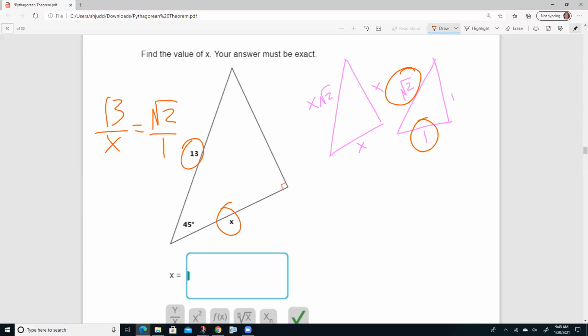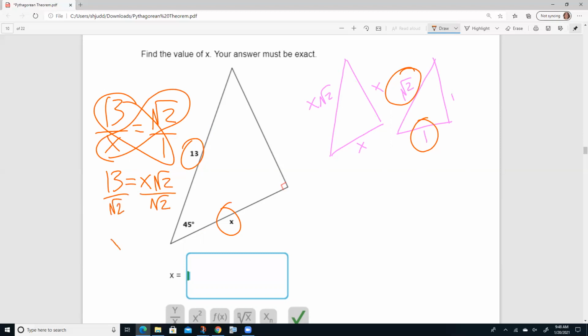Then you can do your cross multiplication. 13 times 1 is 13. x times the square root of 2 is x times the square root of 2. And then when you solve for x, we'll divide by the square root of 2. x is equal to 13 over the square root of 2. Since they wanted an exact form, we're going to leave it just like that.